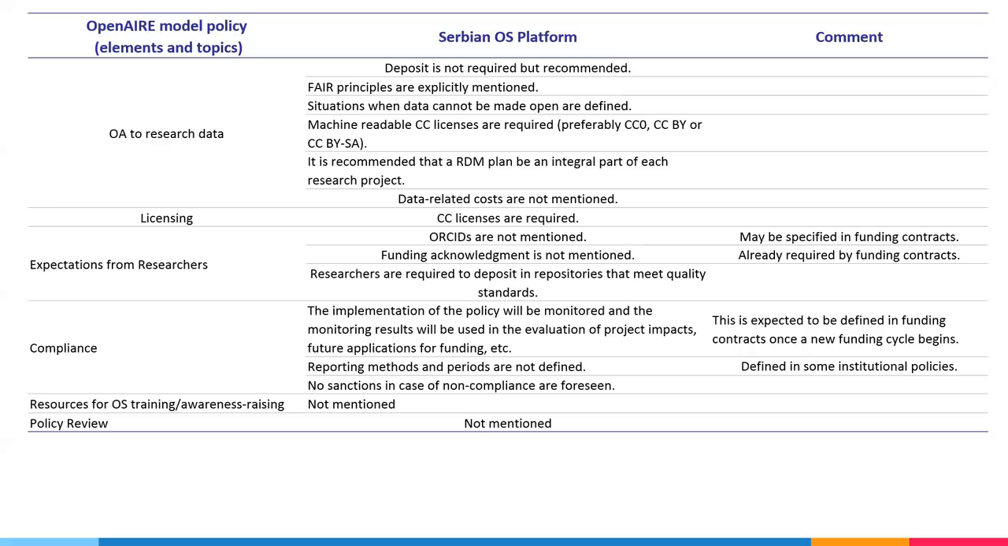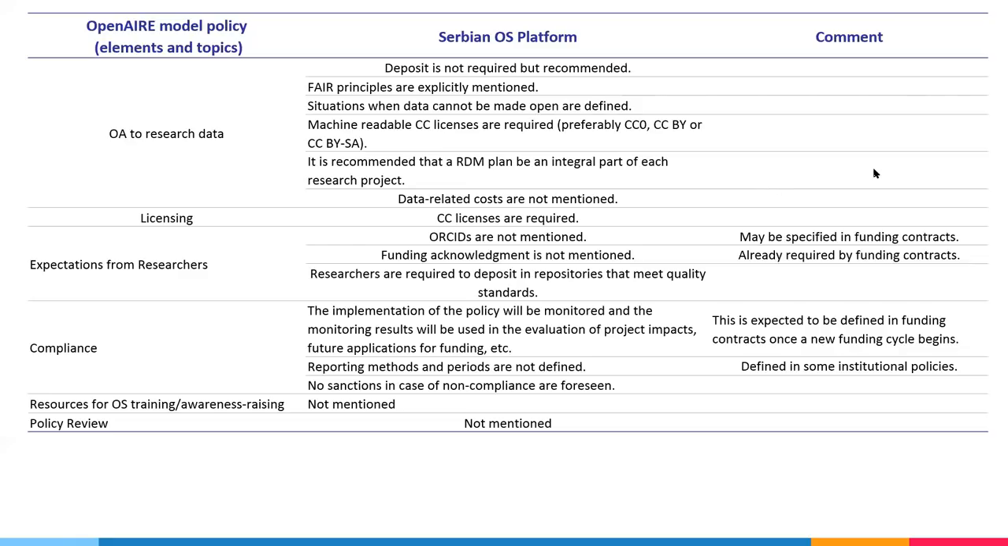defined in other documents later on when we know more about the new project cycle. The reporting methods are not defined, no sanctions are foreseen for non-compliance, and policy review is not mentioned at this moment, when we don't know anything about the new project cycle. This was difficult to foresee, but certainly once the new project cycle begins and we know more details about the compliance with the policy, this will be defined at a later stage.